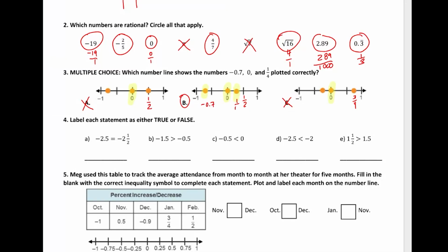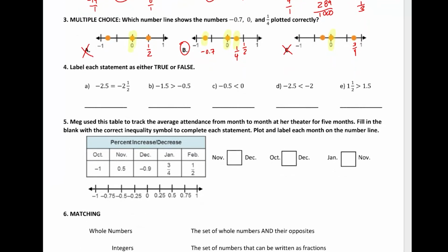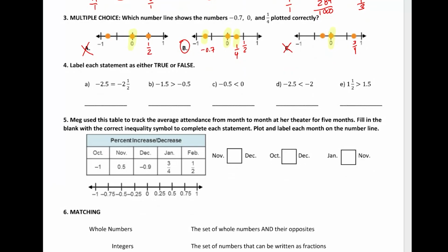We got the 1/4 here. So our answer is for sure B. Number 4 is just a series of comparison statements that we need to say is true or false.